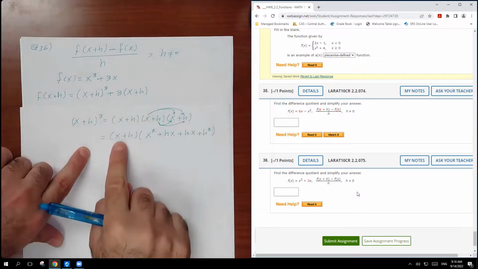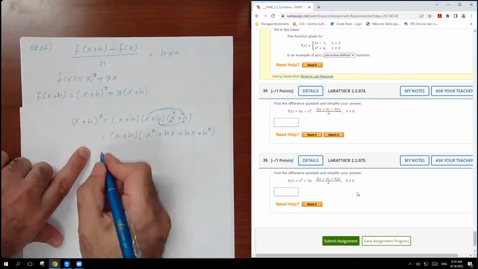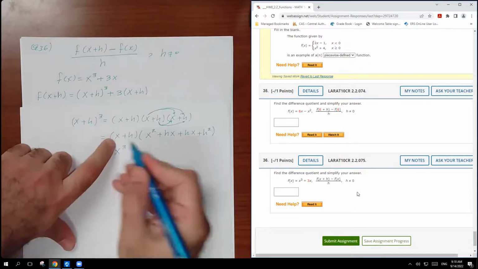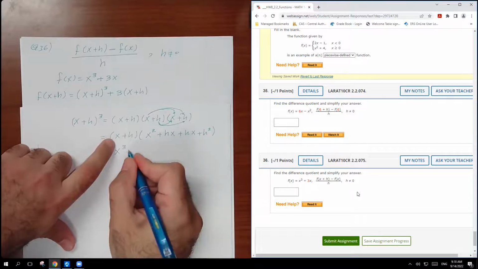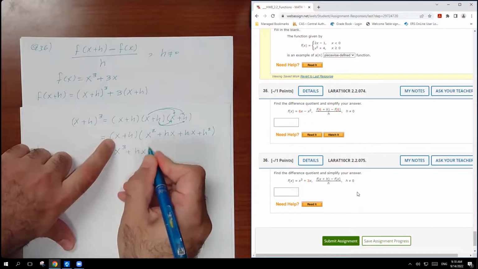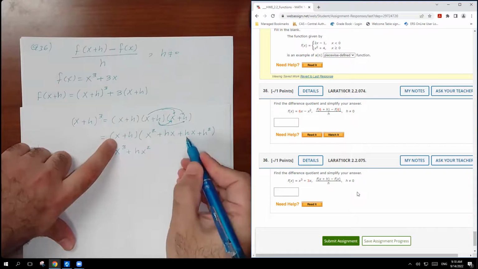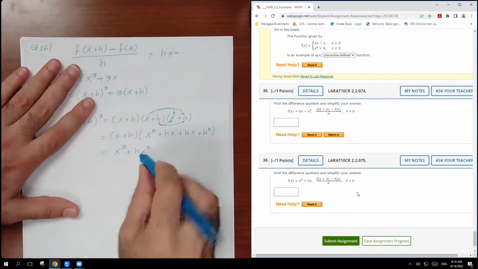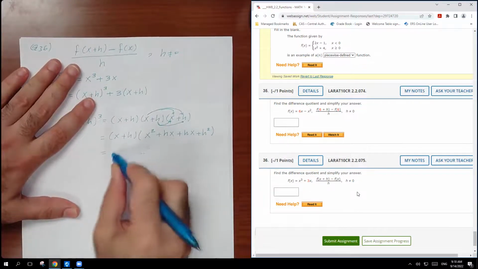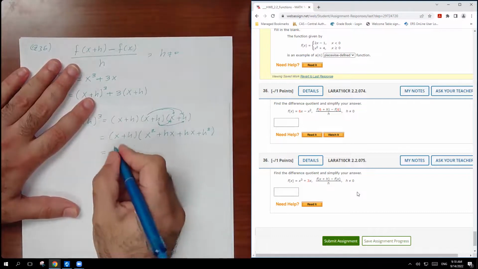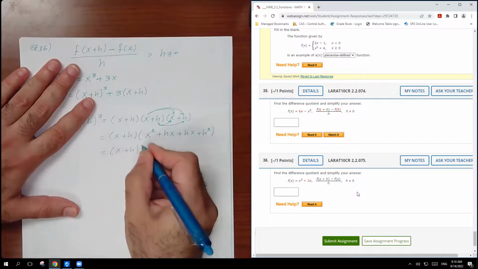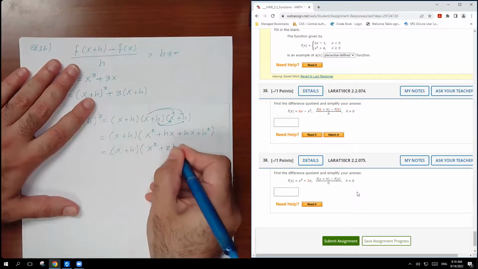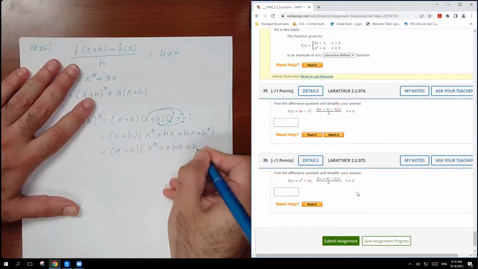Then I'm going to FOIL this one and everything here. So x times x is going to be x cubed. Before that, can we add these together? It's going to be easier if we add it, because we have like terms. You can add it after that. So x squared plus 2hx plus h squared.